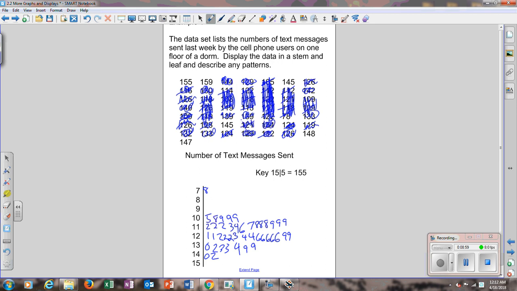There's a 144, two 145s, 4, 5, 5. No sixes. There's 147, 148. So 7 and 8. And now we have 155 and 159 for our last ones.